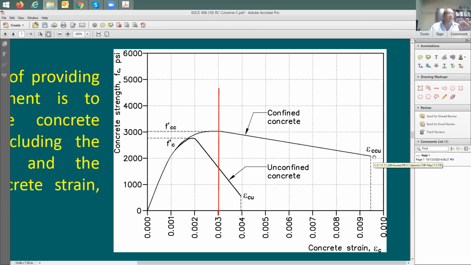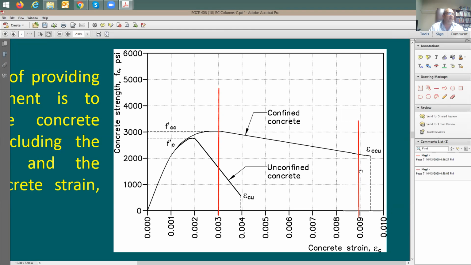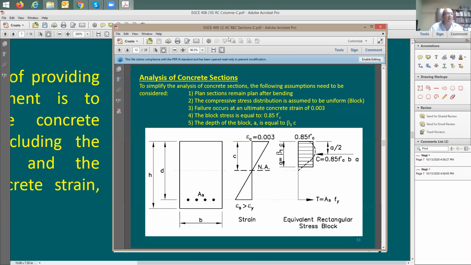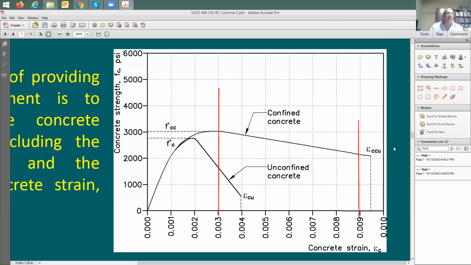Look what happened. It didn't fail at 0.004. It fails at more than 0.009. How many times compared to 0.003? I'm going to say this is 3 times. Which means the analysis I have done for the concrete, which is this analysis here, I could have gone to 0.009 easily if I can prove that I have good confinement properties. You say, but not in the code. The code says still stop at 0.003.